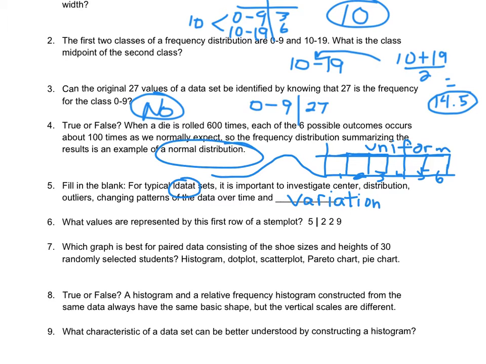You can have two data sets with the same mean. In one, they're all clustered around the mean, and in the other, they're spread out far from the mean, but balancing each other on both sides. Those are very different data sets. So variation is the fifth important consideration.